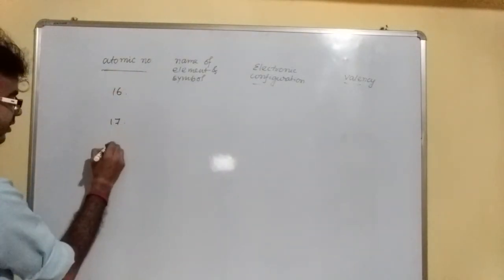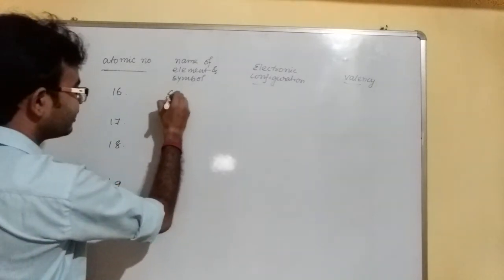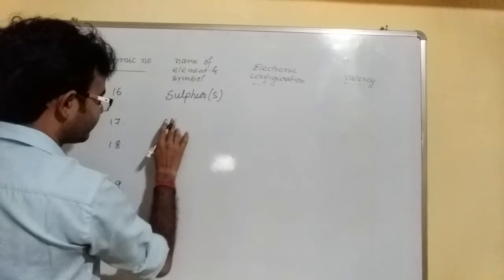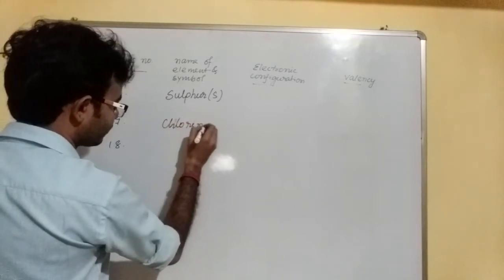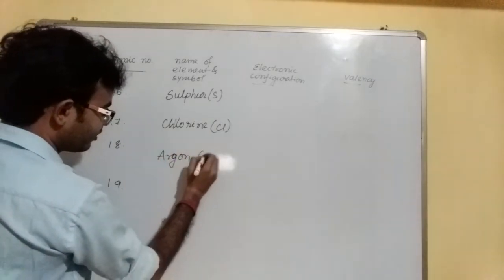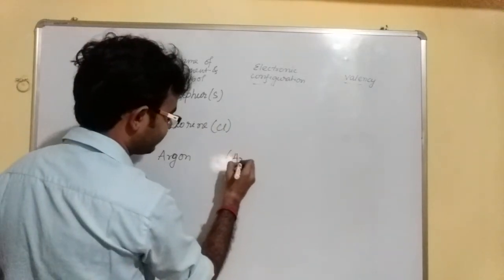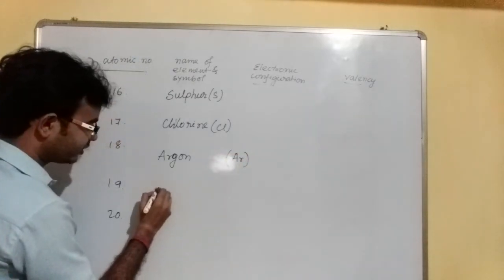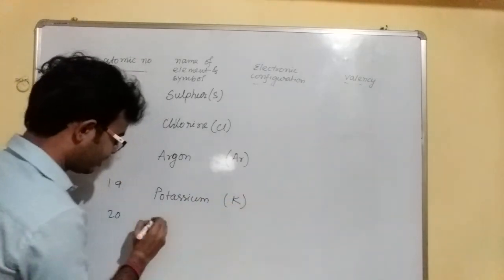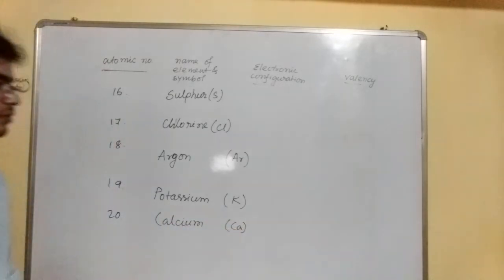16, 17, 18, 19, 20. 16 is sulfur, S. 17 is chlorine, Cl. 18 is argon, Ar, symbol capital A, small r. 19 is potassium, symbol K. 20 is calcium, symbol Ca.